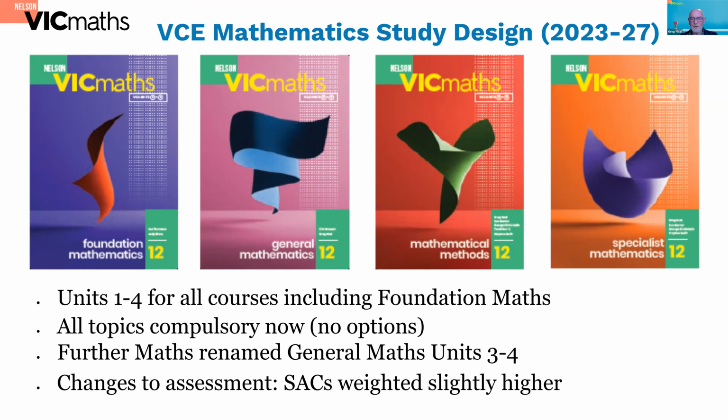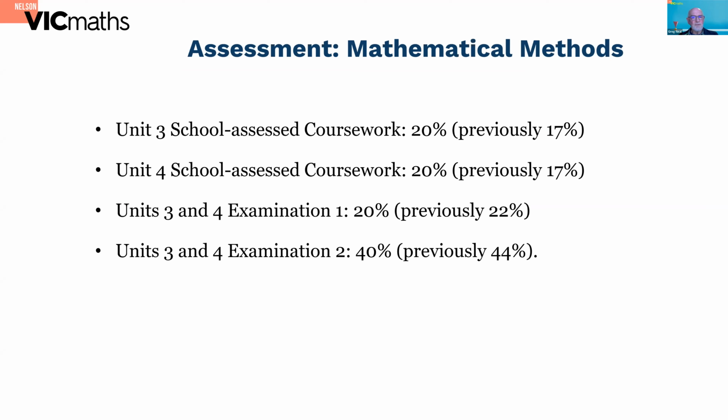So firstly, with the structure of the study design, there are now 4 different subjects in mathematics, and each of those are units 1 to 4, which wasn't the case with foundation maths before. Every subject now has compulsory units, so there are no options. Further maths has now been renamed as general maths units 3 and 4, and there have been some changes to assessment weighting. So we'll see for our assessments.